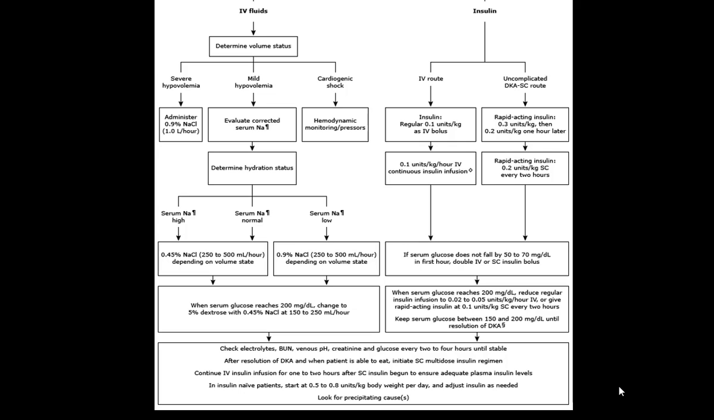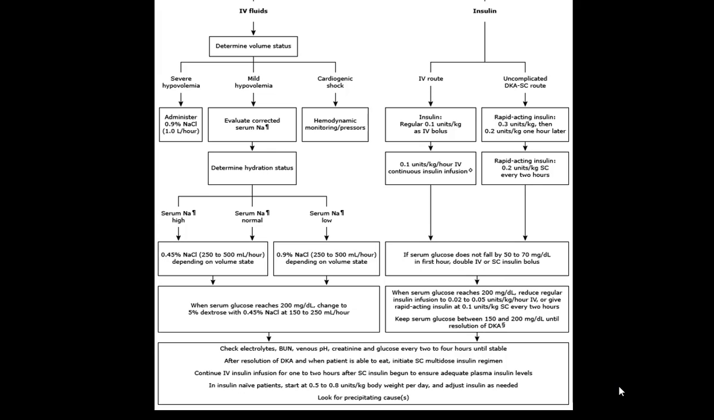Once you have evaluated your sodium, if the sodium levels are on a higher side, your 0.9% saline gets converted to 0.45% saline. If the sodium levels are low, you continue with 0.9% saline, and once your blood sugar reaches 200 or 250, you change your normal saline to a dextrose containing fluid, so that would be a DNS. Yes, you would keep on checking your electrolytes and pH and everything, and after resolution of DKA, encourage the patient to eat.